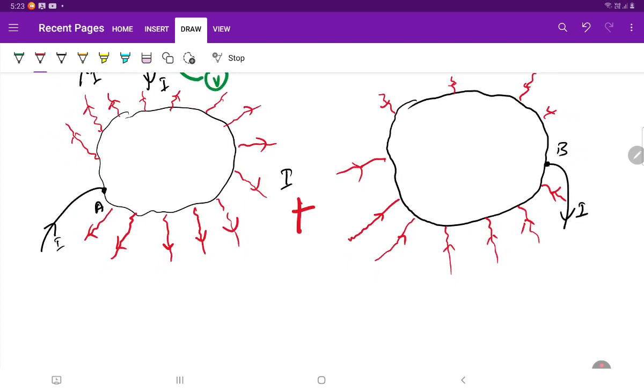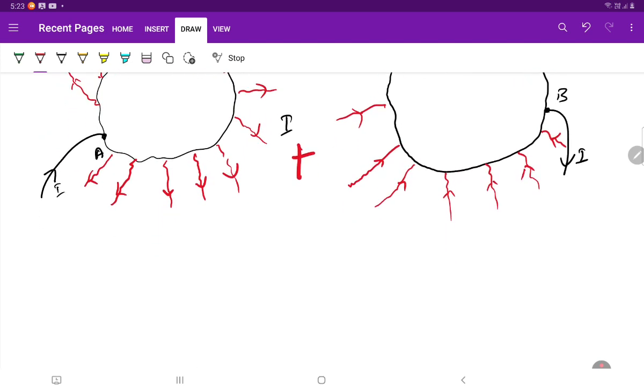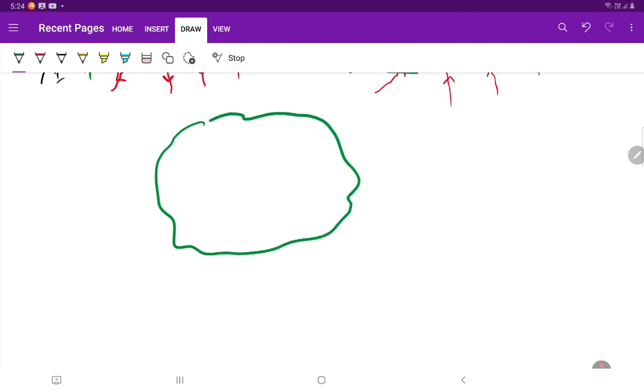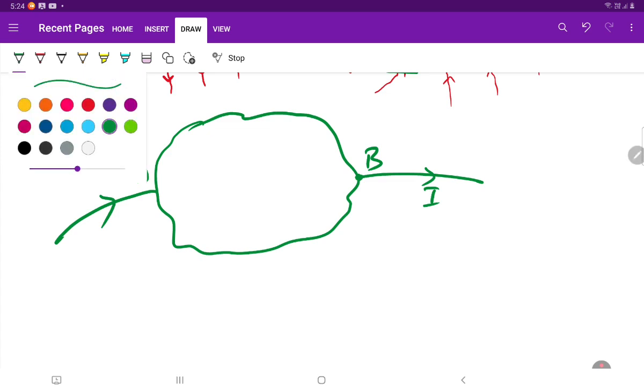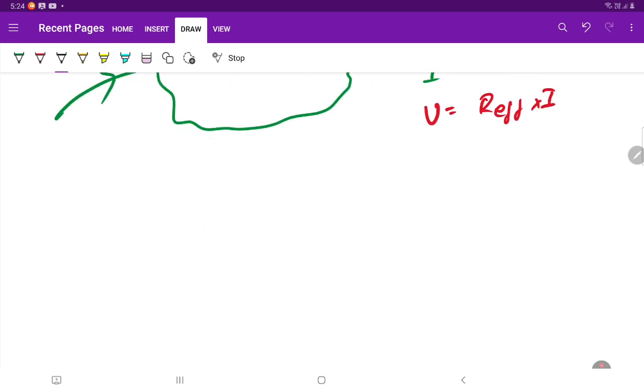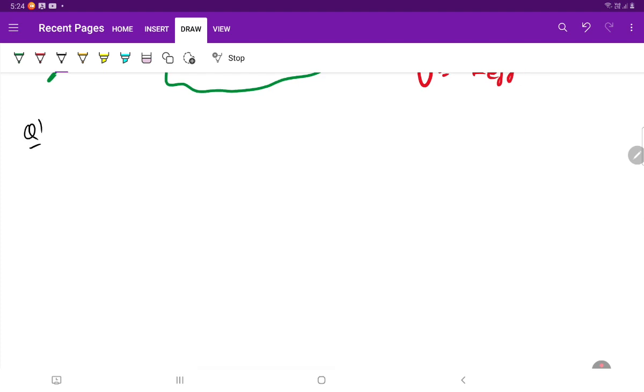Now summing up both of them, that is, adding both or superimposing one on another, observe that this current actually gets cancelled with this one, and this one, and so on. Finally, you will get somewhat like this: the current I is driven inside from A, and current I is driven out of point B. That's what we'll be getting. This way we can say that the voltage applied across the leads is equal to R effective into I.